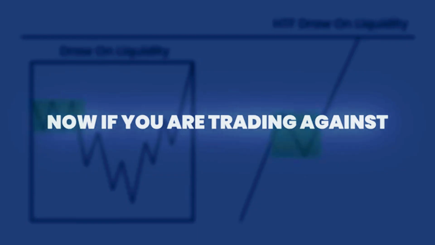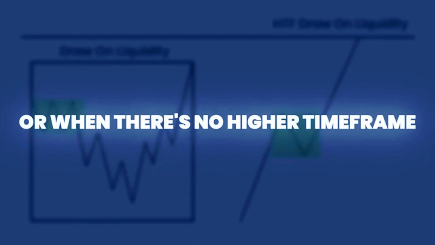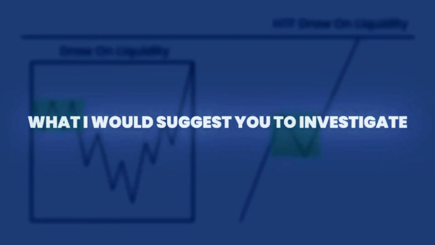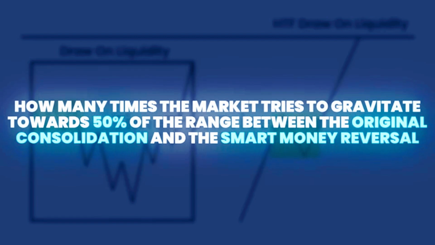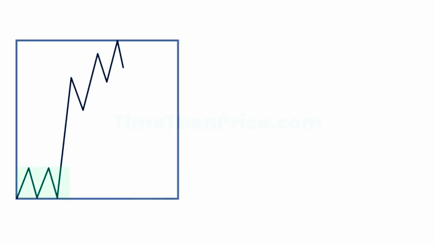Now, if you're trading against the higher time frame order flow, or when there's no higher time frame order flow clear to you, what I would suggest is to investigate how many times the market tries to gravitate towards 50% of the range between the original consolidation and the smart money reversal. If you have, for example, a bearish idea in mind, in which you are looking for a short setup, instead of targeting the original consolidation, its respective low within the market maker sell model, I would suggest you investigate how the market will react to 50% of the range from the low of the original consolidation to the high of the smart money reversal.